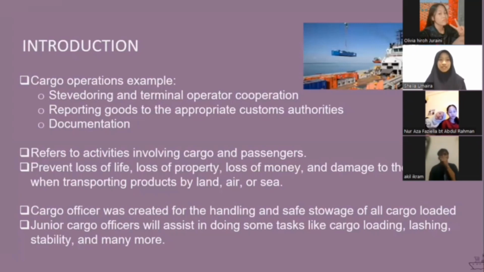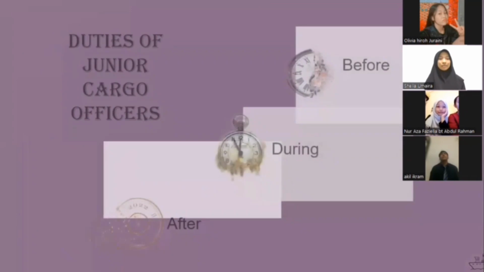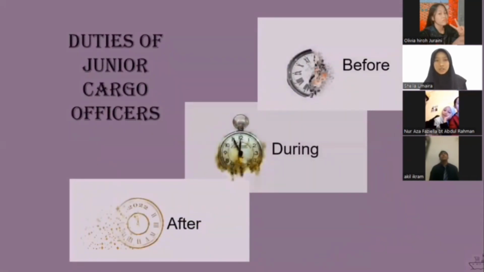Because cargo operation is important, the cargo officer was created for the handling and safe storage of all cargo loaded. Not only that, the junior cargo officer will always assist the cargo officer in doing some tasks like cargo loading, lashing, stability, and many more. The duties of the junior cargo officer are divided into 3: before, during, and after cargo operations.